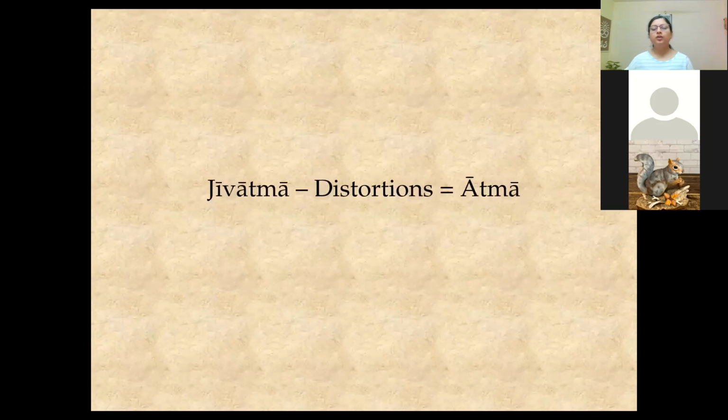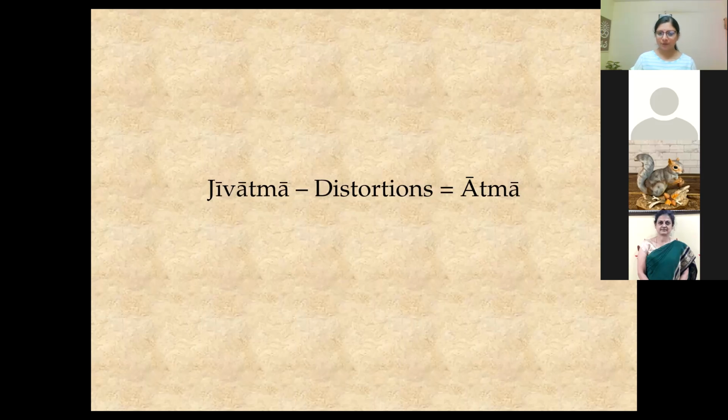Okay. So on the left side, we have the Jivatma. If you remove the distortion, where does the distortion come from? It comes from the reflecting medium, the body-mind complex. From the RM. The distortion always comes from the RM.